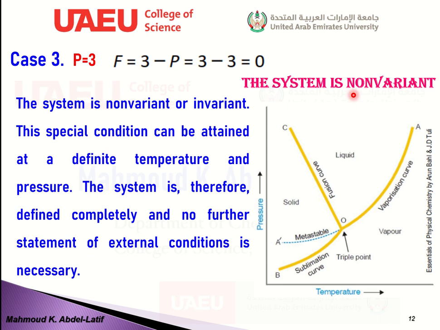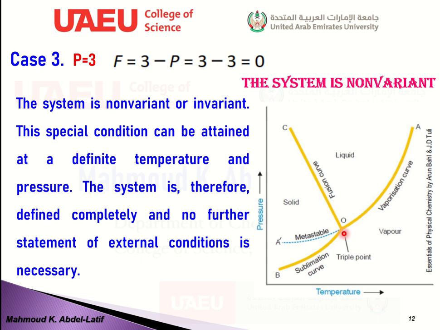So you cannot change temperature and pressure, and you still have the same equilibrium. It's non-variant, or invariant. So the system is non-variant or invariant. This special condition can be attained at a definite temperature and pressure. You cannot change any microscopic variables, and you still keep the equilibrium. So the system is therefore defined completely, and no further statement of external condition is necessary.